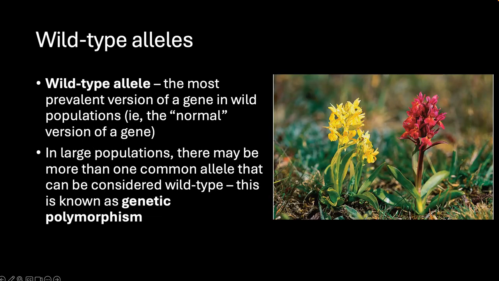So let's begin our exploration of this topic with a bit of terminology. A wild type allele refers to the most prevalent version of a trait in a population. This is normally the dominant allele, but that is not a requirement. Sometimes this is referred to as the normal version of the gamete, but in this case, the word normal only implies that it is common. Note that in large populations, there can be more than one wild type, and this is referred to as a genetic polymorphism.